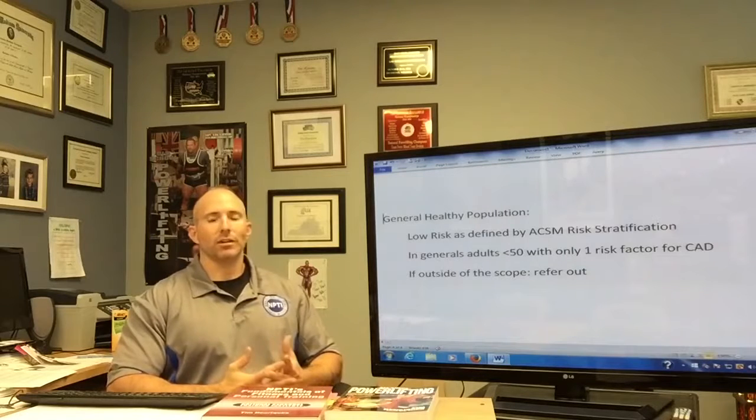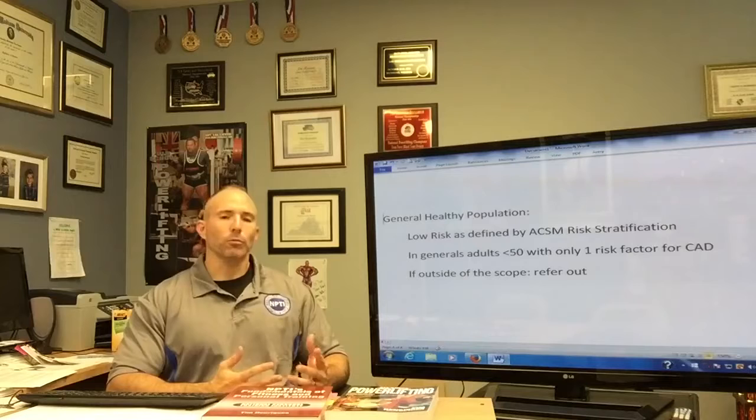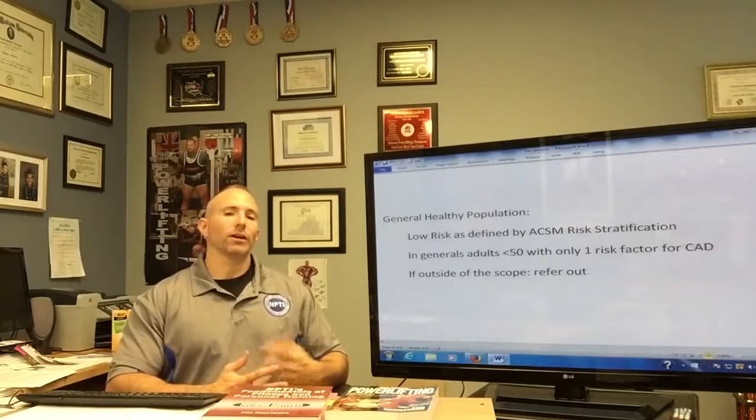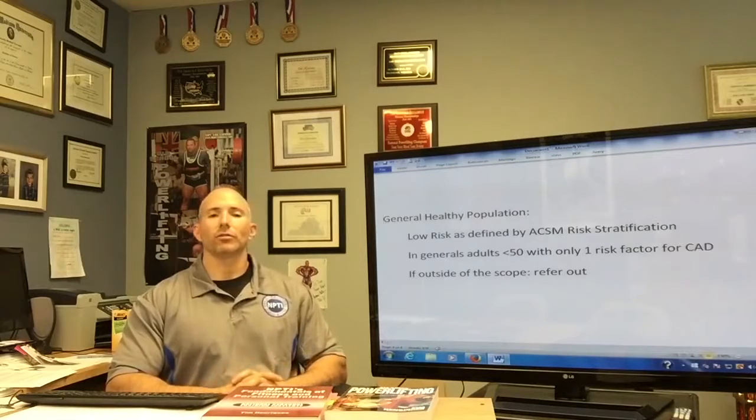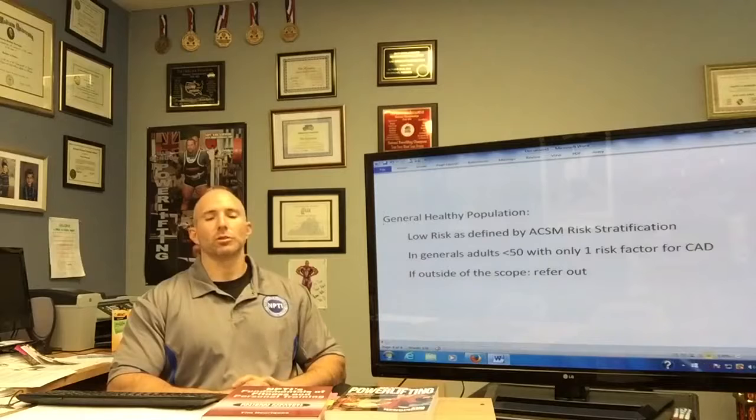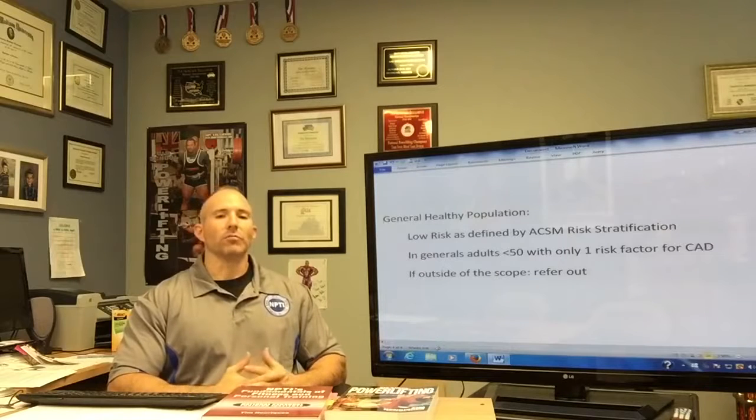But what happens if somebody's outside the scope? That doesn't mean we can't work with them. It simply means we refer them out. So if I have a 70-year-old client who has 3 risk factors, I can still train them. I have to go very easy and light until they are cleared by a doctor. Most of the time the clearance will be good to go, but the doctor can then give me more information about what we can do with that person.